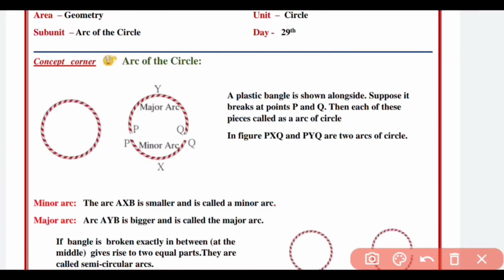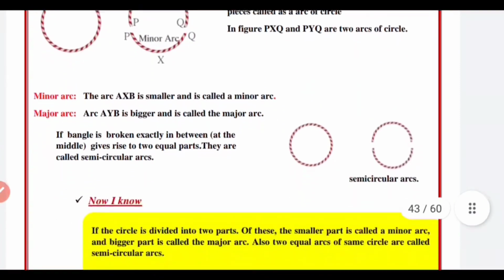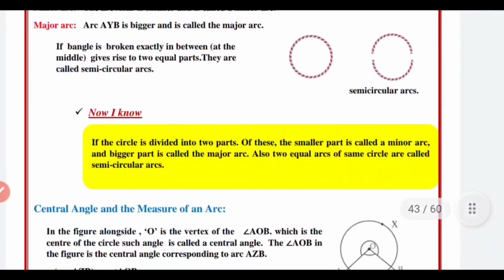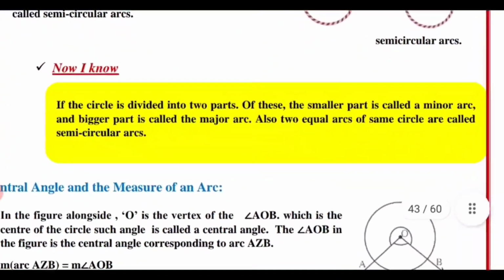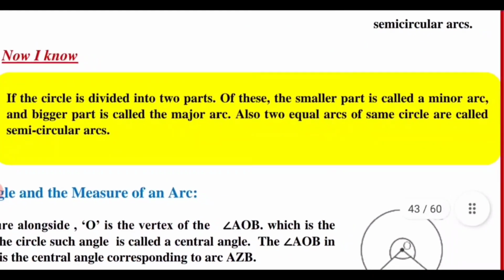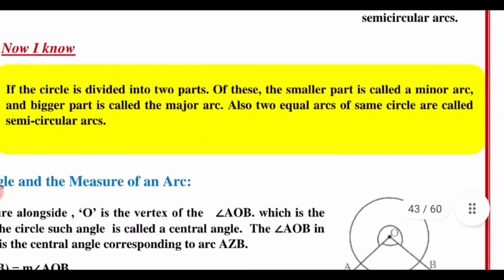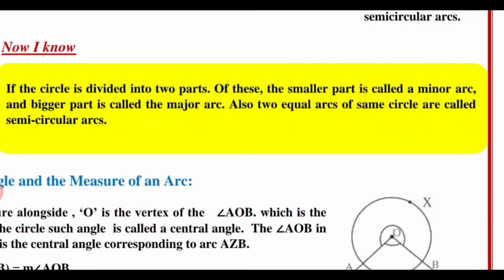Now let us see what is next. Now I know what you know from this example. If the circle is divided into two parts, the smaller part is called the minor arc and the bigger part is called the major arc. Also, two equal arcs of the same circle are called semicircular arcs. Two equal, that means half circles. Two half circles are known as semicircular arcs.